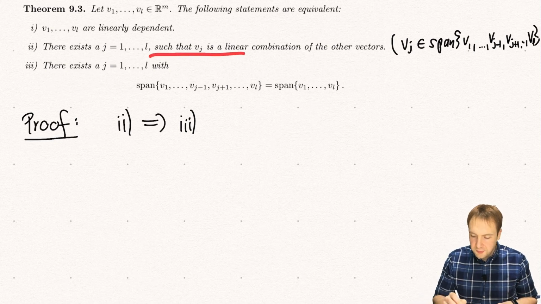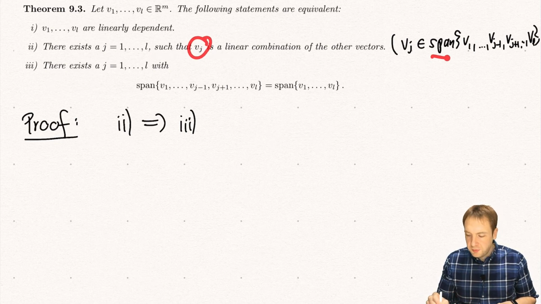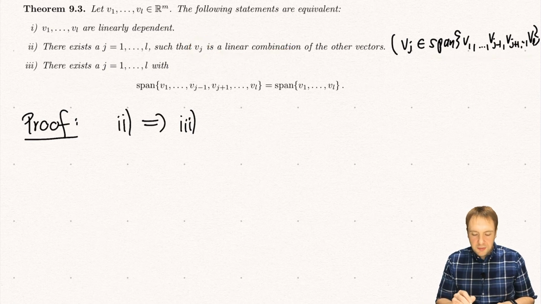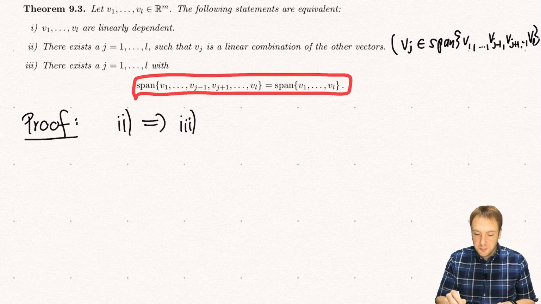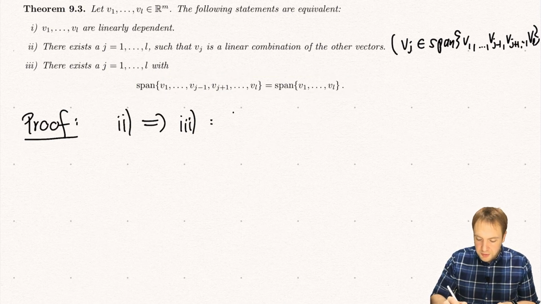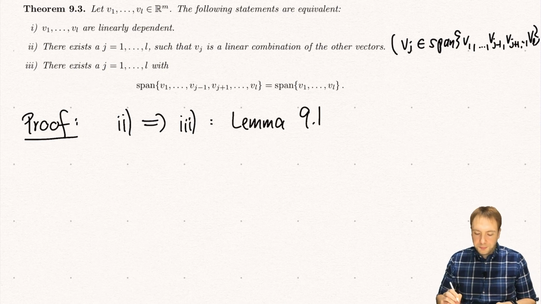So this is exactly this, because if Vj is in the span of the rest, then I can write it as a linear combination. And then the statement of Lemma 9.1 was that I can remove this vector from the span. So this direction here is exactly what we did in Lemma 9.1.